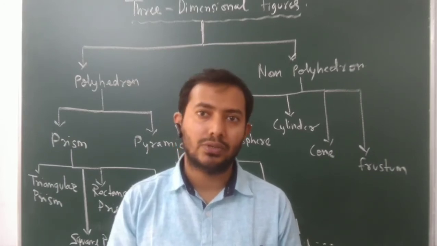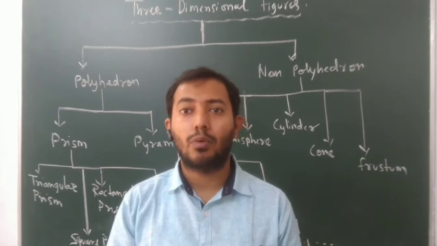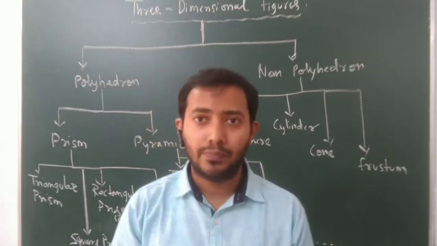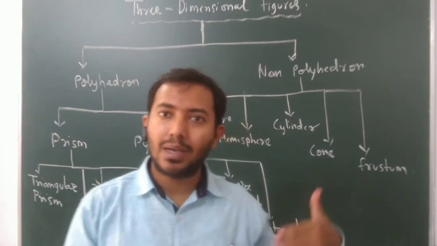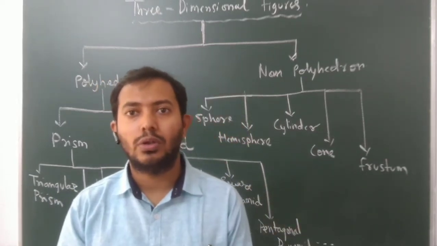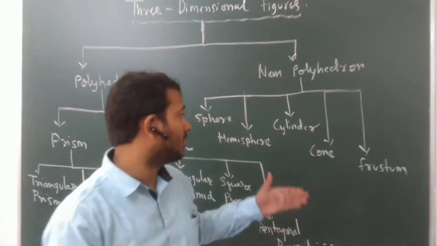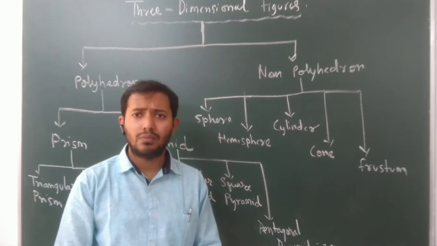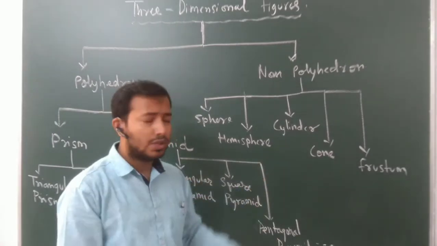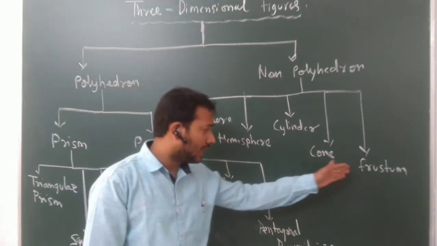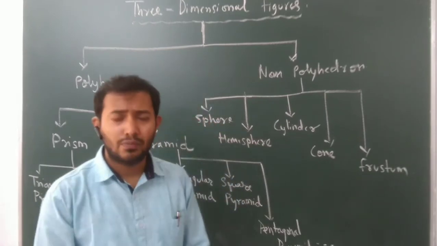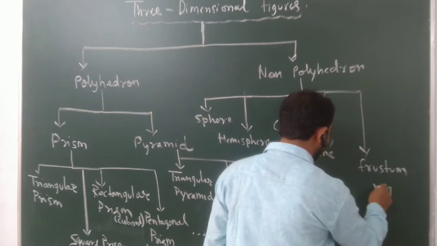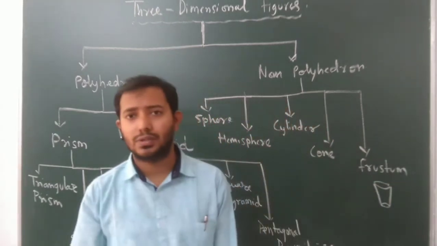And the polyhedrons are what? Which are made up of polygonal flat surfaces. Okay. And that one is called what? Polyhedron. And which have a curved surface, that is called non-polyhedron. For example, for non-polyhedron, you can see here sphere, hemisphere. Hemisphere means half of the sphere, cylinder, and cone, and the frustum. So frustum means what? Examples of frustum are glass, bucket. Okay, these are the examples of frustum.